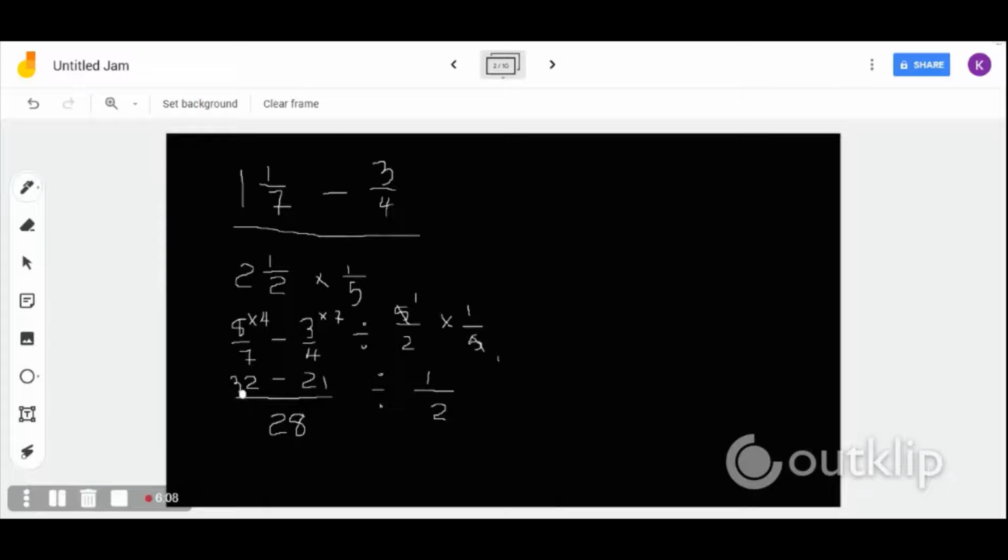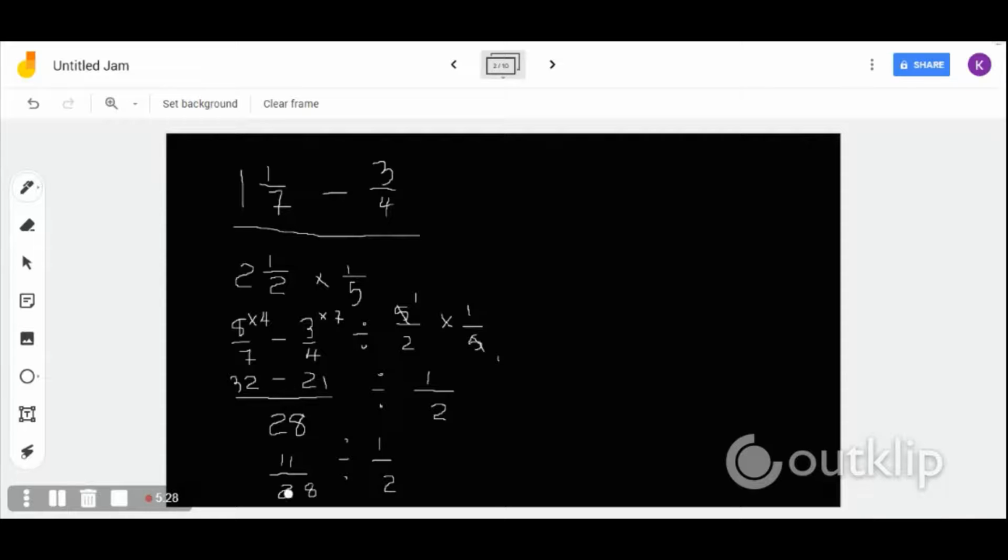Tidying this up a bit. This is 32 minus 21. That's 11. That's 11 over 28. And when we're dividing, we change the sign. We keep the first fraction, change the sign, and then we reciprocate or flip the second fraction. So, but let's rewrite it. Let's say we haven't changed the sign as yet. Let's write it out first.